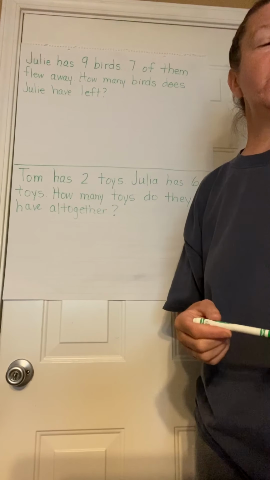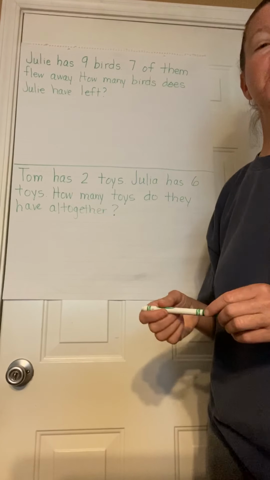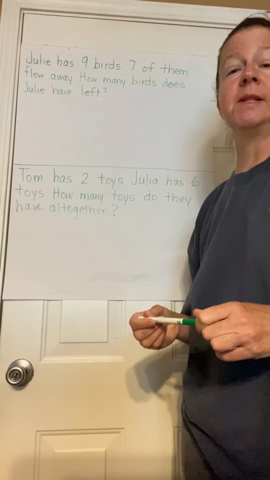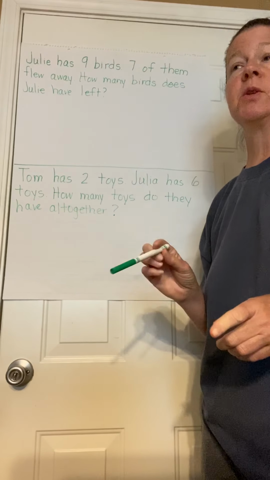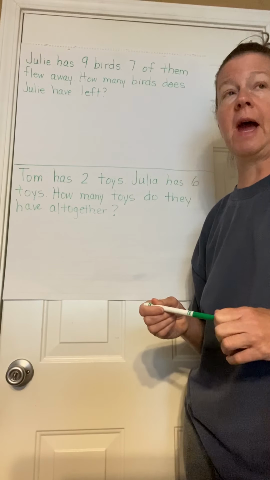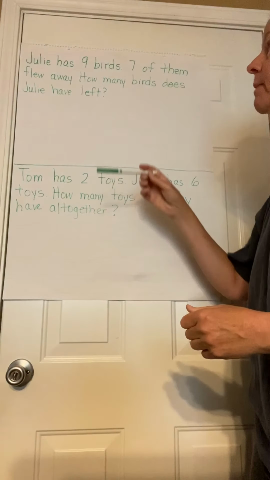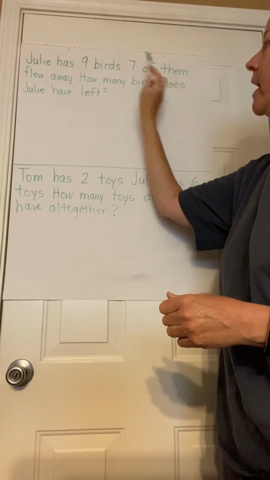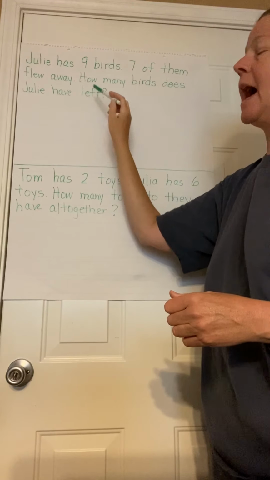So if you will get your counters ready and your pencil and paper, I'll read the first problem to you, and if you want to read it with me, you can, if you can see it or if you can read it. If not, just listen and I'll read it to you. So just listen the first time to what I'm saying so you can figure out if we're going to add or subtract. Julie has 9 birds. 7 of them flew away. How many birds does Julie have left?